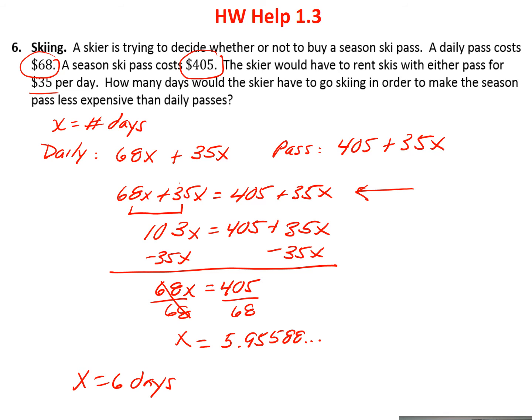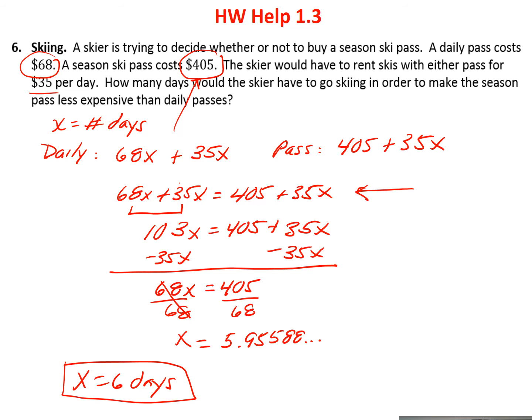will be more expensive. So this person has to think about it and say, well, how many days am I going to go skiing? If I'm only going to go skiing 1, 2, 3, 4, or 5 days, then I might as well just go ahead and buy a pass every day. If, however, I'm going to ski 6 days or more, then I'm going to go ahead and buy the pass.